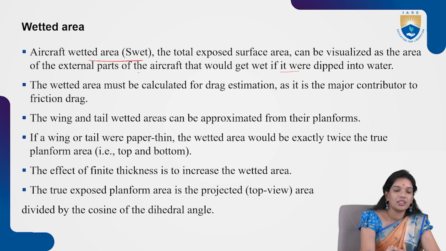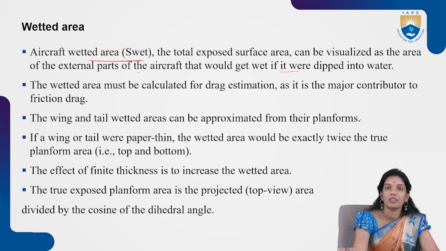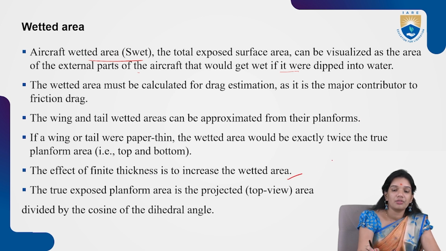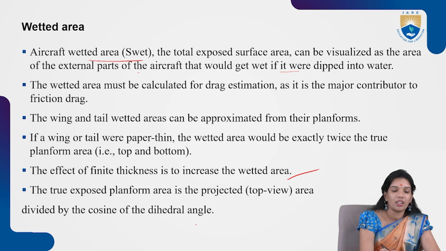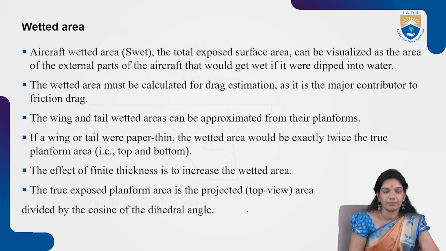The wing and tail wetted areas are approximated from their planforms, right? Now the effect of the finite thickness is to increase the wetted area. The true exposed planform is the projected area divided by the cosine of the dihedral angle.